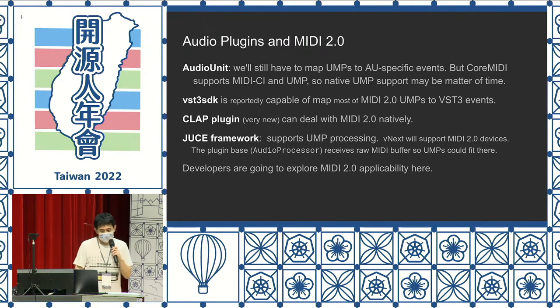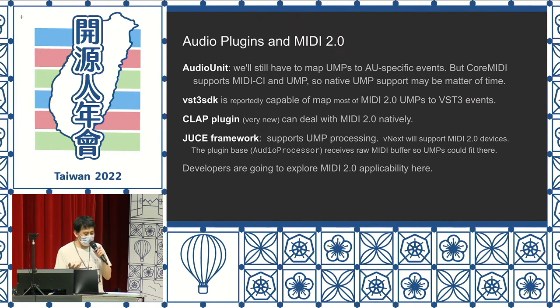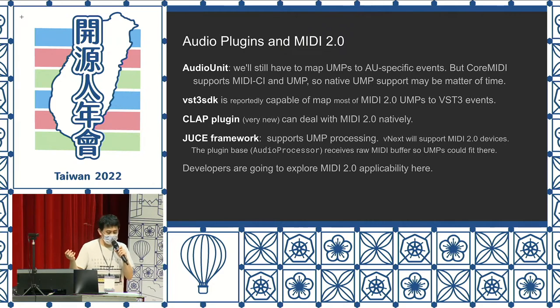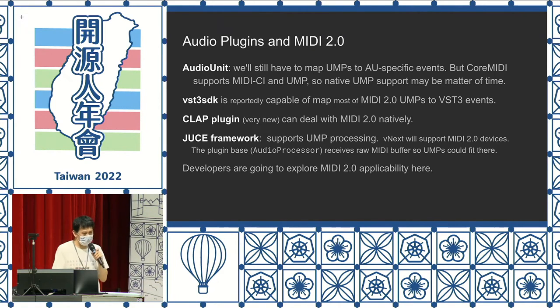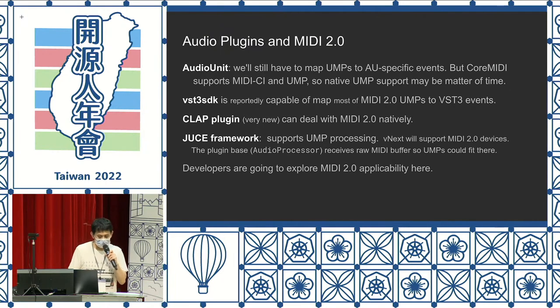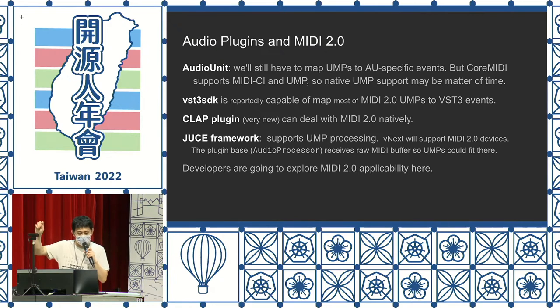So how can we use MIDI 2 in audio plugins now? Apple's Audio Unit still doesn't support UMPs. While macOS is really good about supporting MIDI 2 in the Core MIDI library, Audio Unit still doesn't support it. So you will have to convert UMP MIDI 2 events to AU events manually.